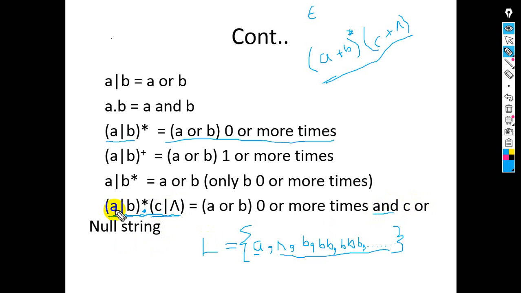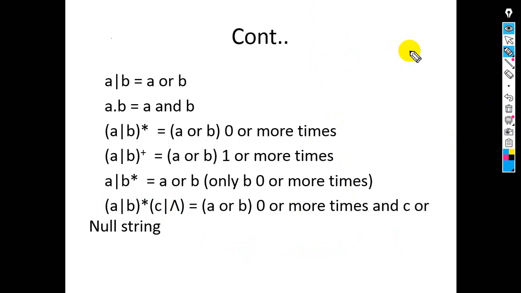Next, what we have with the AND operator is C or null string. Look at this, A or B 0 or more times, because this is the Kleene star closure, and C or null string. Okay, so for this you should make a language yourself. Right? It is very easy. You make the language, and after this comes the AND, and you should write that as well. Right? Okay, next. So these were different examples of regular expressions.